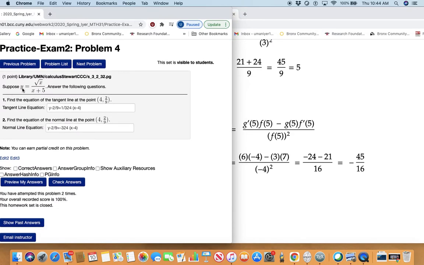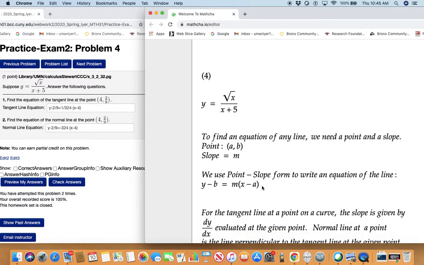So, suppose y is square root x by x plus 5. Find the equation of the tangent line at this point. Find the equation of the normal line at this point. So notice y equals square root x by x plus 5. That represents a curve. So you want to use the derivative here to find the slope of the tangent and then proceed. Okay, so let's go through this.